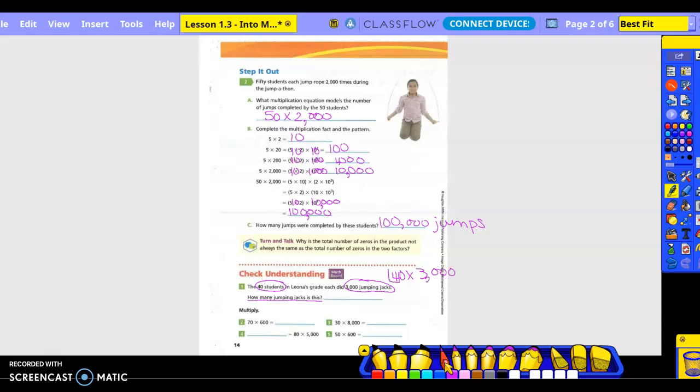Okay, so I'm going to put the 4 in a box. I'm going to put the 3 in a box. 4 times 3 is what? 12. And then how many zeros do I have? 4. 1, 2, 3, 4. Go back 3 places from the right and put in my comma. So 120,000 jumping jacks.